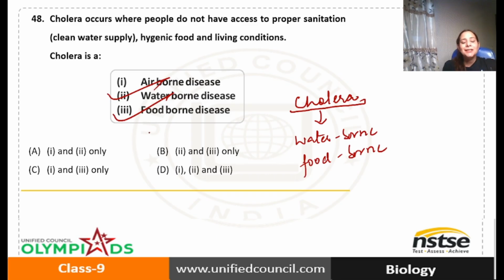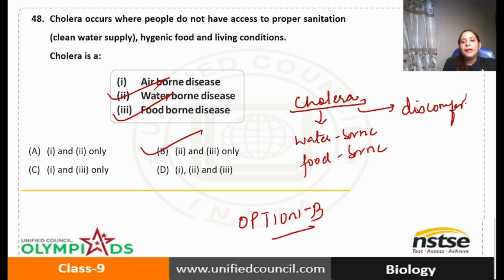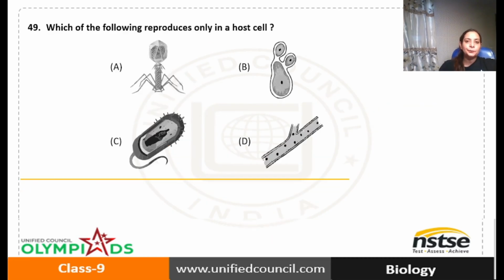That means diseases which are spread due to contaminated water and contaminated food. So here the correct answer is option B. Option B is the right answer. And I hope you all know diseases always cause discomfort. So we need to protect ourselves from disease causing agents so that we can remain in a healthy state where you don't have any sort of discomfort.